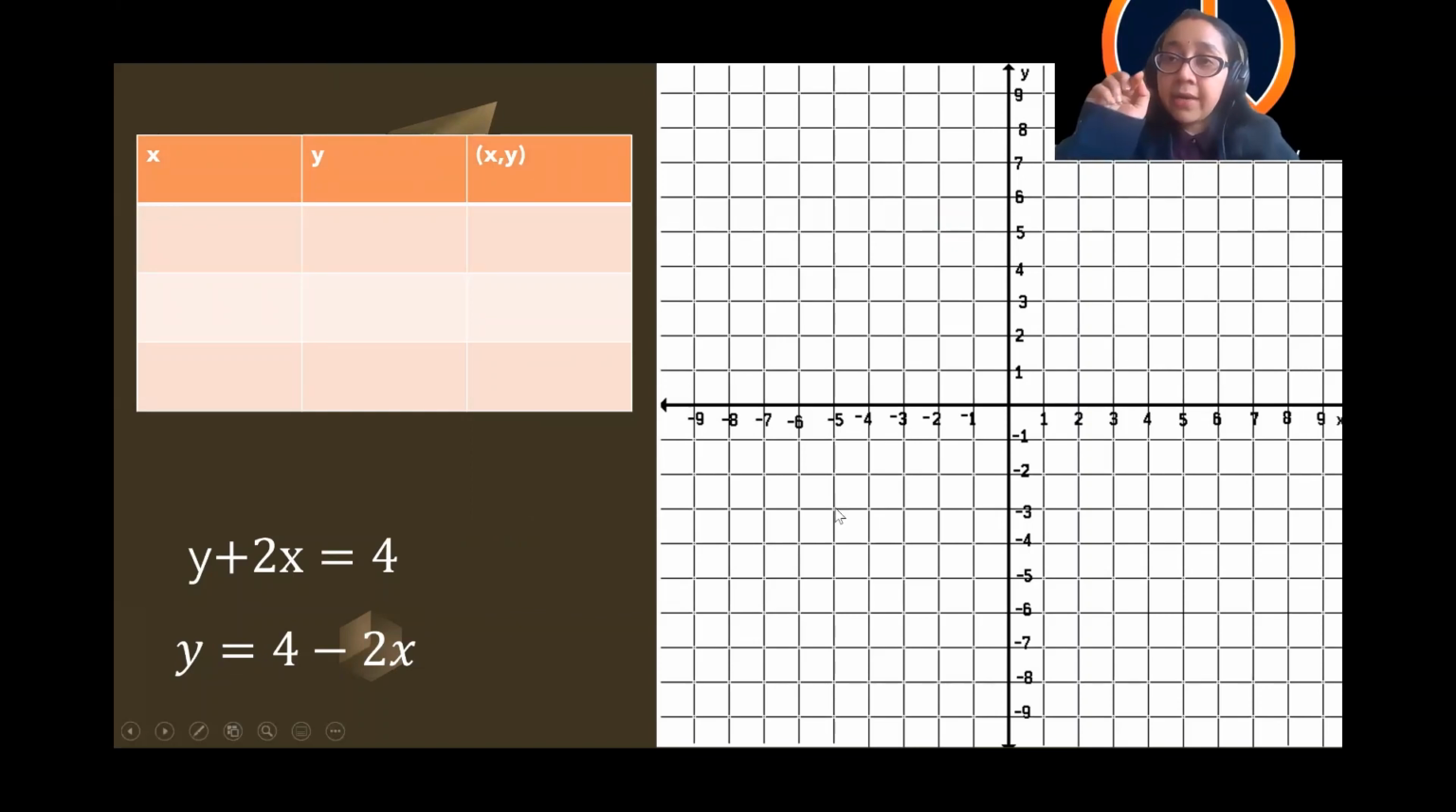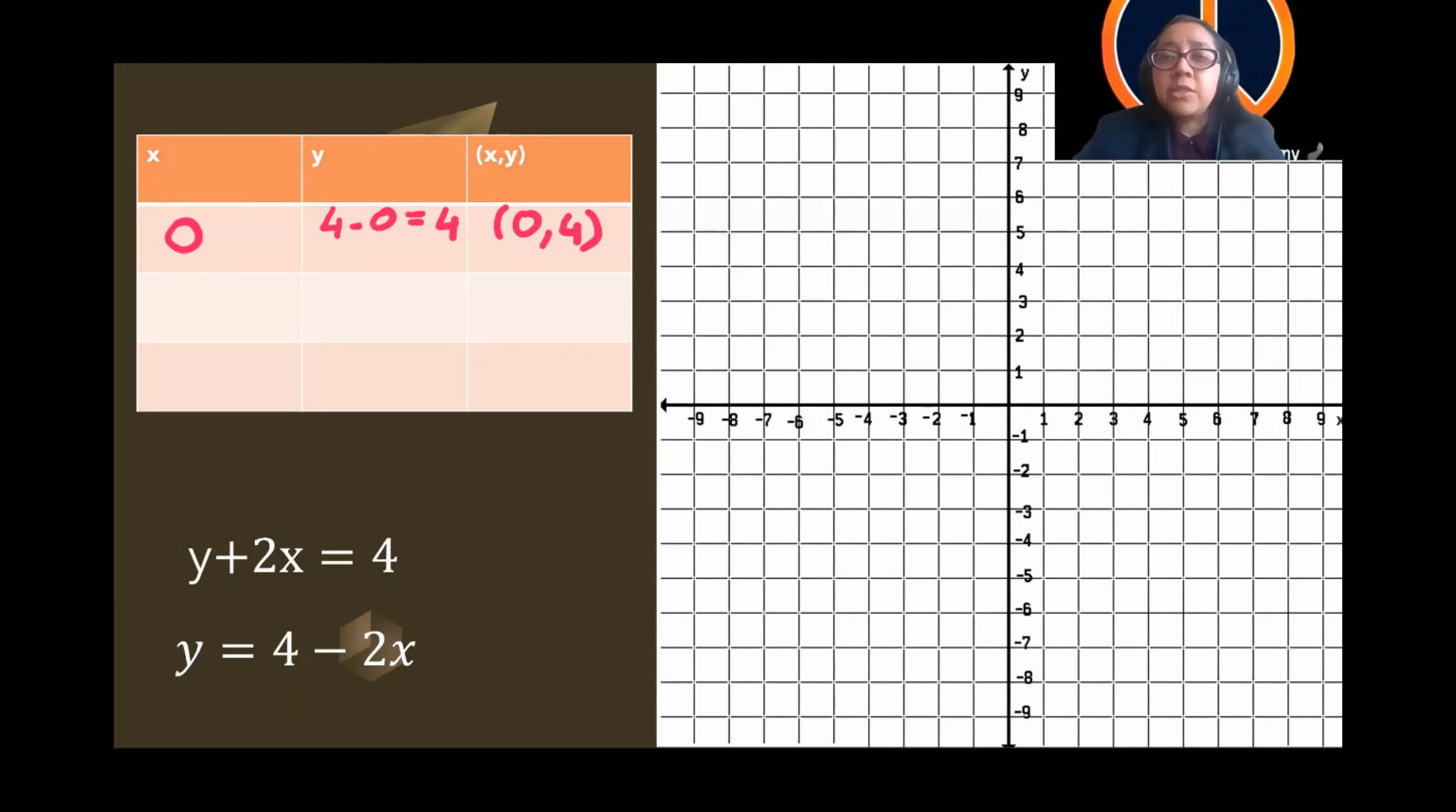Whenever you are asked to graphically represent an equation in two variables, draw a table. After drawing a table, you can take any arbitrary value of x, and for this you can calculate the value of y, that means 4 minus 2x. So 2 times 0 is 0. So we can write 4 minus 0 equal to 4, and hence the solution becomes (0, 4). So this is one point.